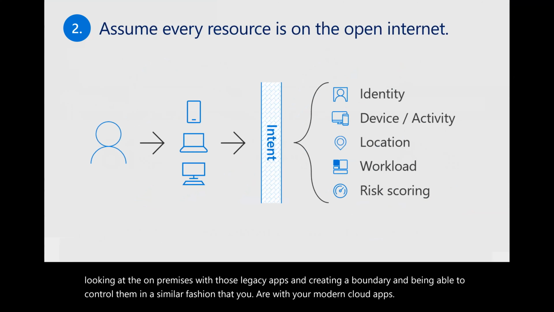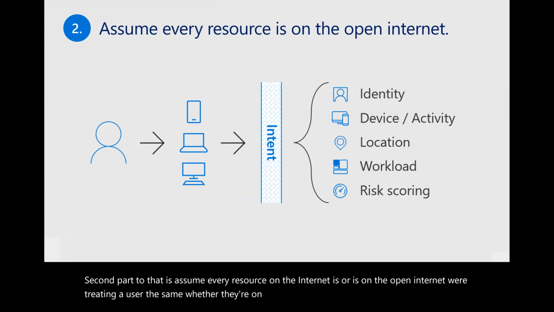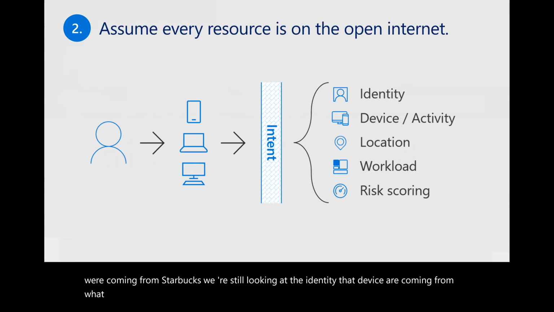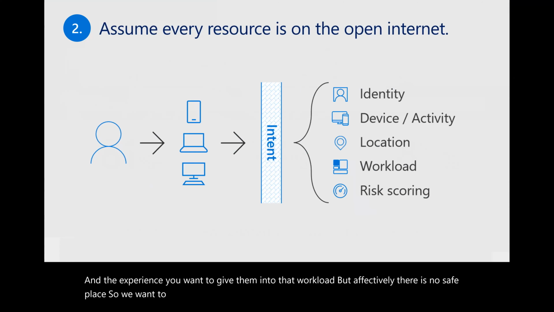Second part to that is assume every resource is on the open internet. We're treating a user the same whether they're on your corporate network as you would be if they were coming from Starbucks. We're still looking at the identity, that device they're coming from, what location, and more importantly, what workload they're accessing and the value of that and the experience you want to give them into that workload. But effectively, there is no safe place. So we want to treat everything like it's on the open internet.